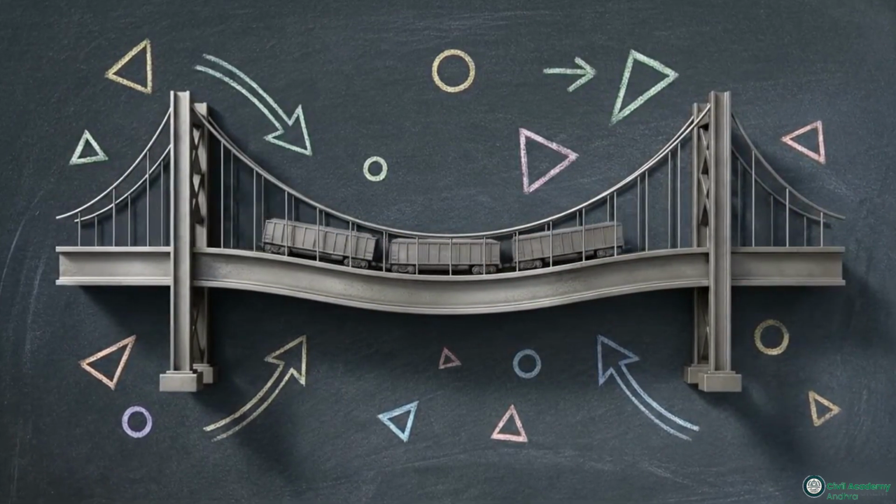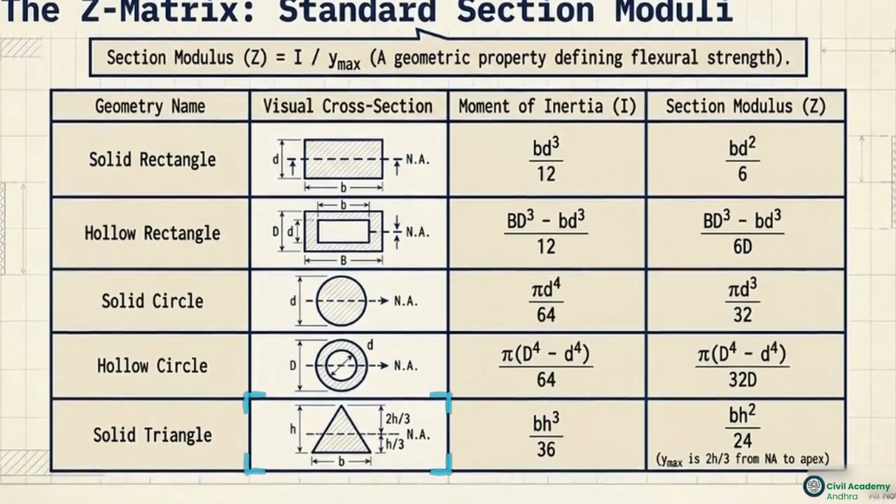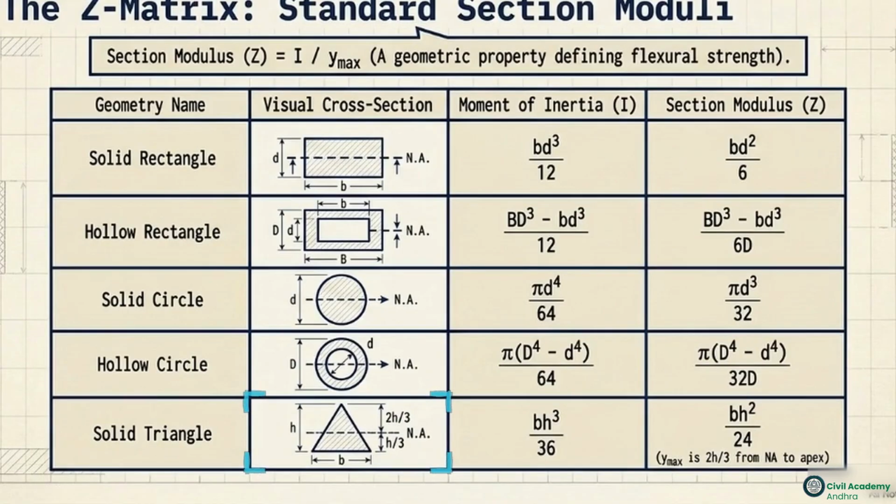This metric defines section modulus, Z, defining flexural strength. It is the moment of inertia divided by the extreme fiber distance, y max. Symmetrical shapes have a dead center neutral axis, yielding a single Z value. Unsymmetrical shapes, like this triangle, shift the centroid, creating two different y-max distances.